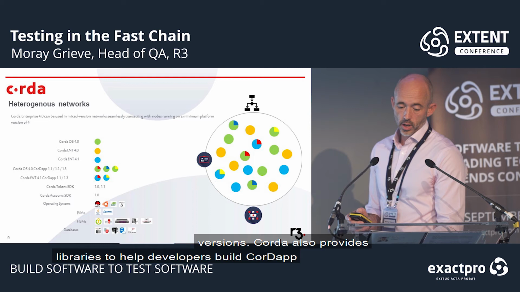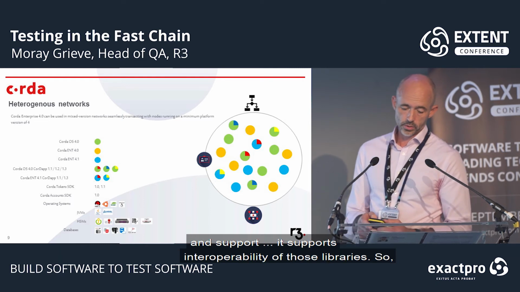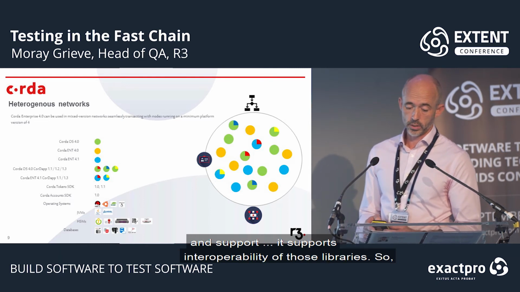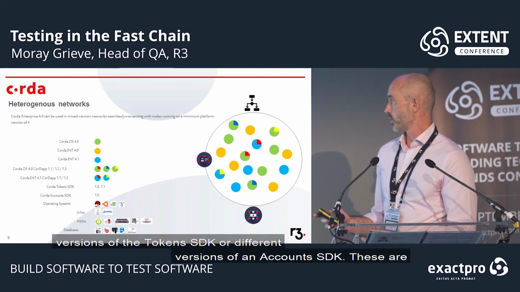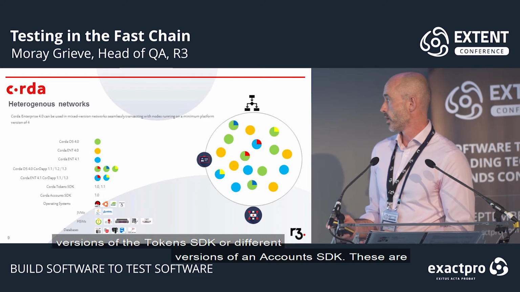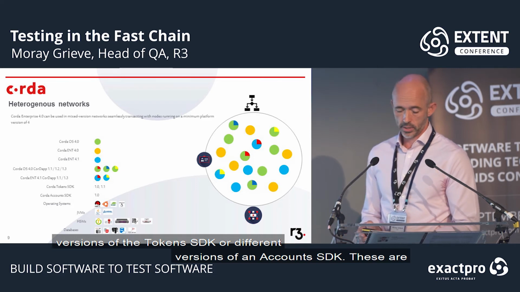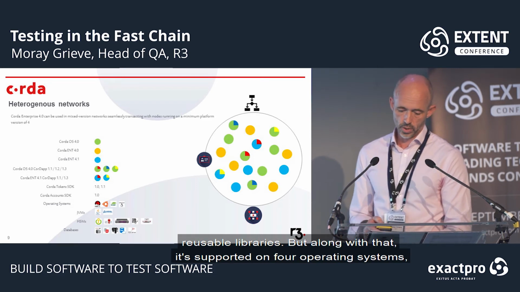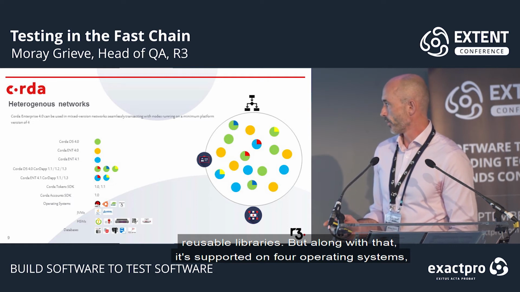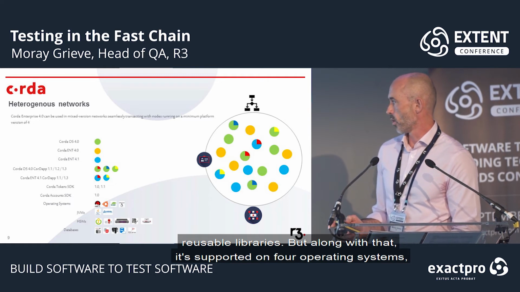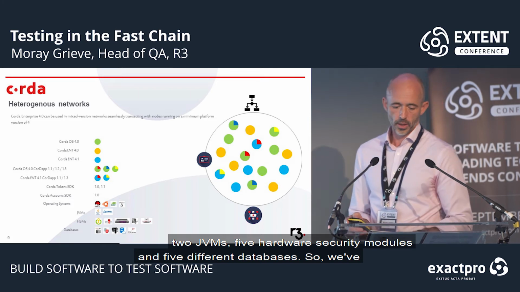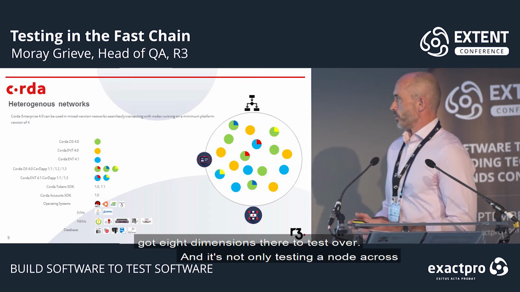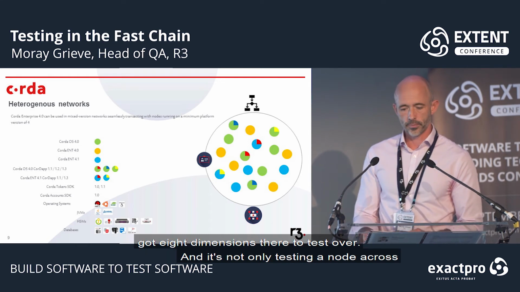Now, Corda also provides libraries to help developers build Corda apps and it supports interoperability of those libraries. So this means some of these Corda app versions could be using different versions of the tokens SDK or different versions of an accounts SDK. These are reusable libraries. But along with that, it's supported on 4 operating systems, 2 JVMs, 5 hardware security modules, and 5 different databases. So we've got 8 dimensions there to test over.